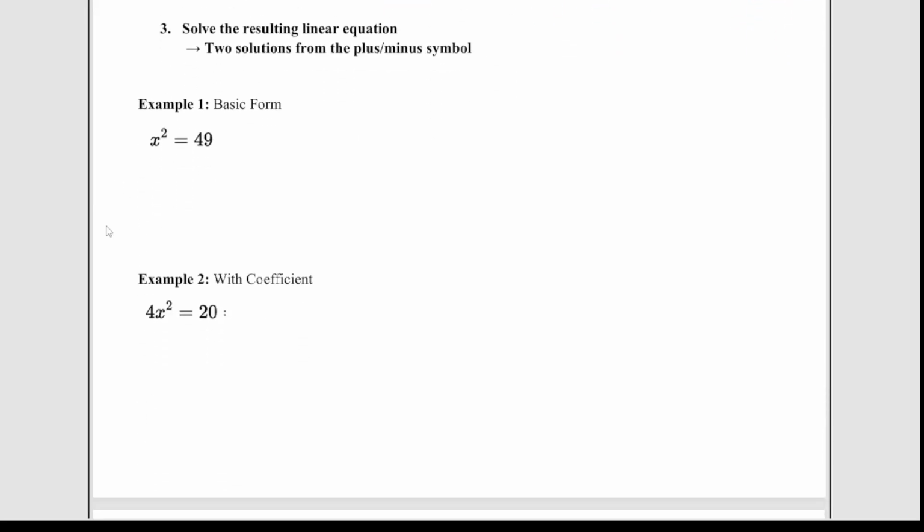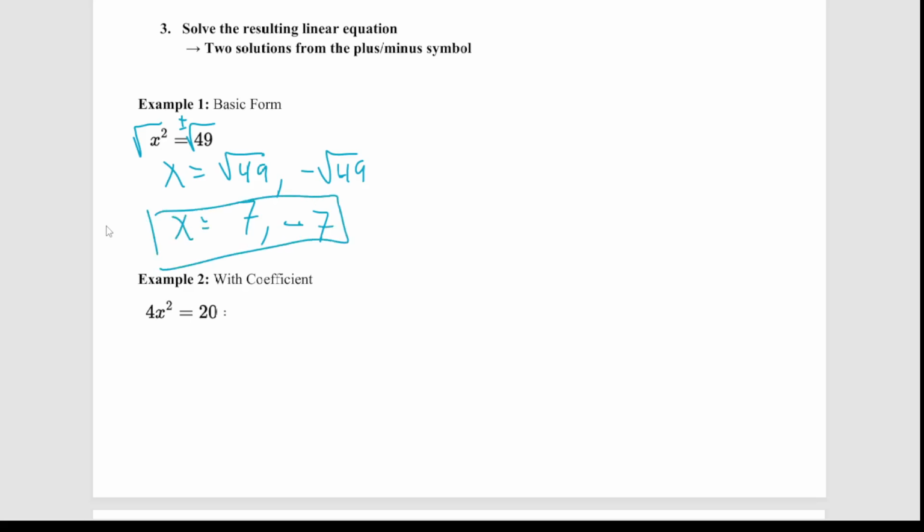So let's take a look at an example of this. If I had, for example, x squared is equal to positive 49, the way that I would isolate x is by square rooting both sides, making sure to use a plus or minus. So x is either the positive square root of 49 or the negative square root of 49. Positive square root of 49 is 7, negative square root of 49 is negative 7, and we're done.